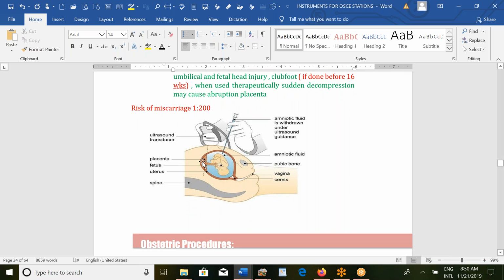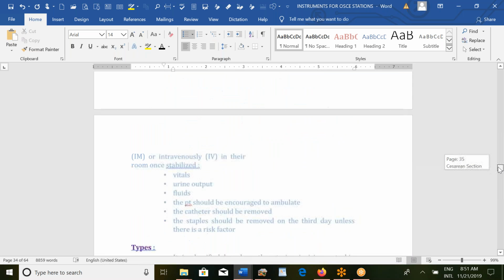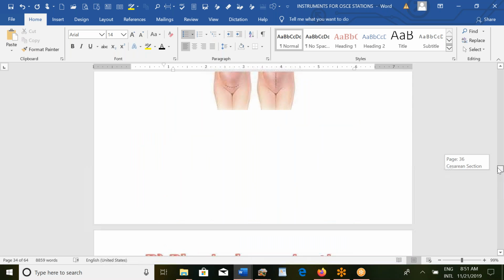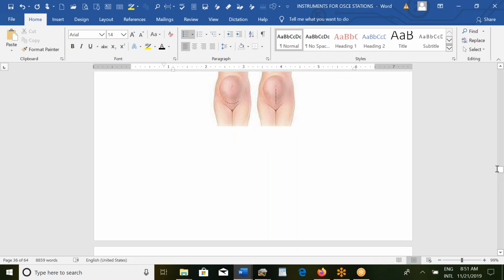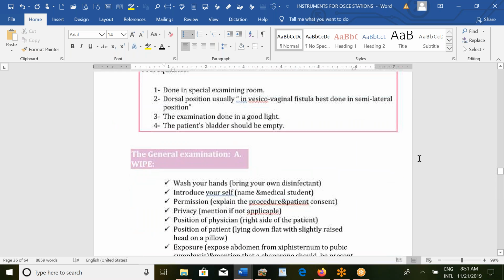What are they doing? Amniocentesis. How they are doing it under ultrasound guidance: another person is doing the ultrasound, and then we are aspirating the fluid around the baby. Stuff like that. Then the procedures are also here: the incisions, where they should be given, what are the benefits, advantages and disadvantages.